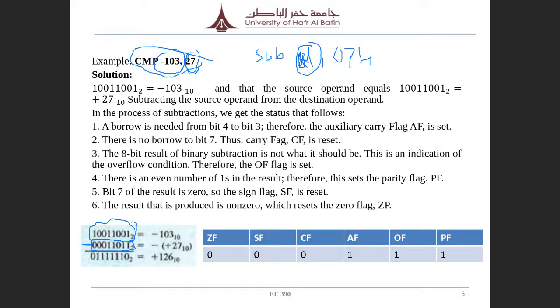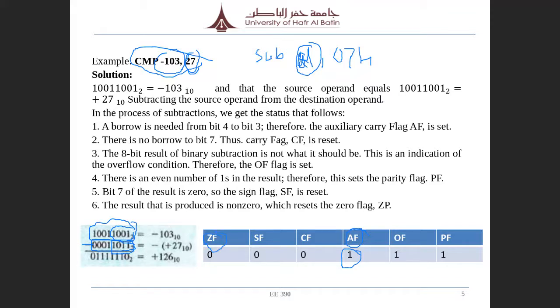So the result, look at here, the MSB bit is 0. First of all, look at this first nibble: it is 1001 and this one is 1011. Definitely 1011 is bigger than 1001, so we definitely need a borrow. We need borrowing from the higher neighbor to the lower neighbor. That's why the auxiliary flag is 1. And the result is not 0, so the zero flag is 0.